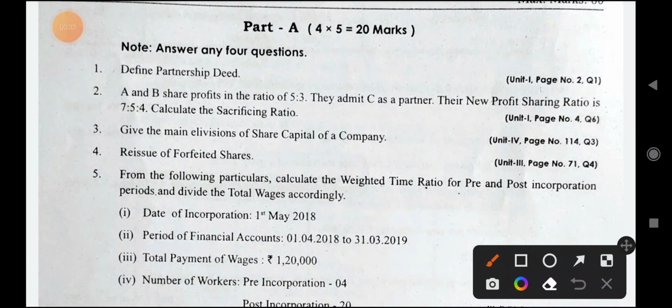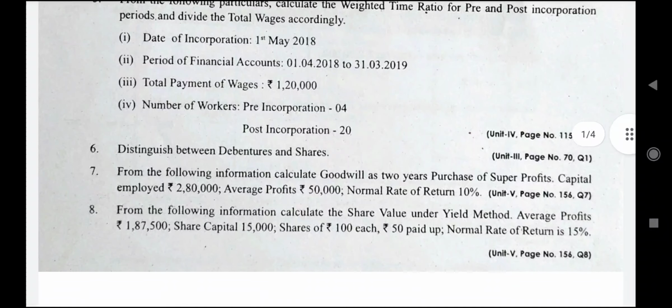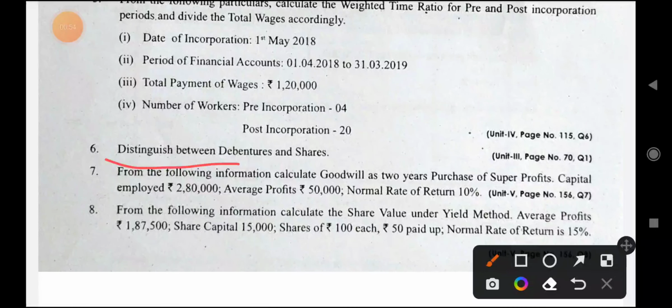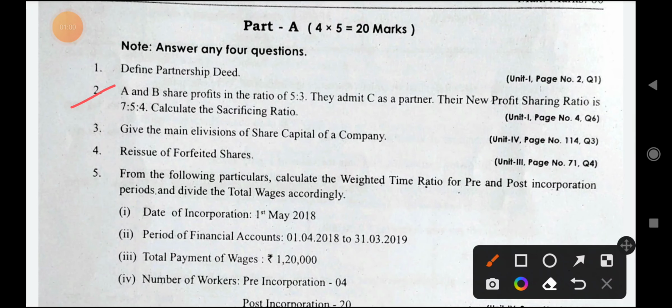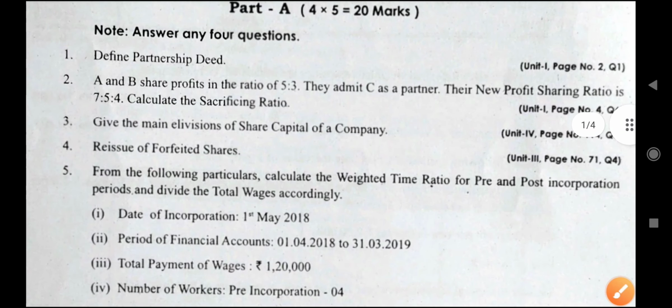In this you are having 4 problems and 4 theory questions. Define partnership deed, give the main features of share capital of the company, reissue of forfeited shares, and distinguish between shares and debentures. Our motto is relating to problems, so let us discuss the problems.